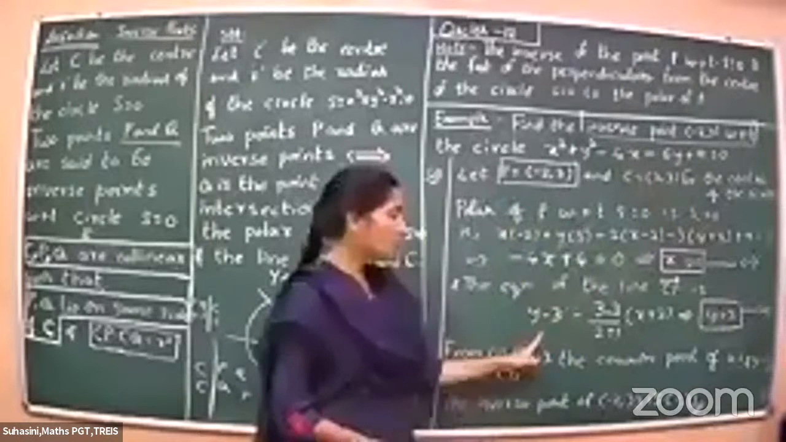Substituting in the formula: y − 3 = (3 − 3)/(2 + 2) × (x + 2). We observe the right hand side: is the numerator 0? Yes. Then 0 divided by a defined value is 0. So y − 3 = 0, from which y = 3. What is this? y = 3 is a straight line. One is a horizontal line and the other is a vertical line.